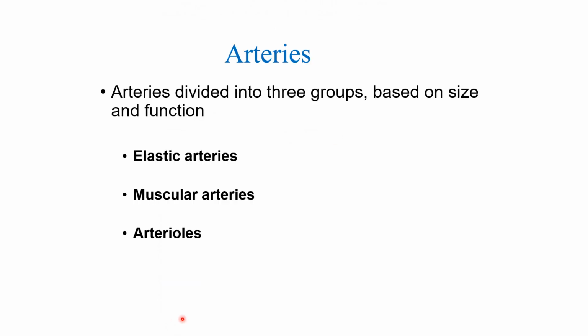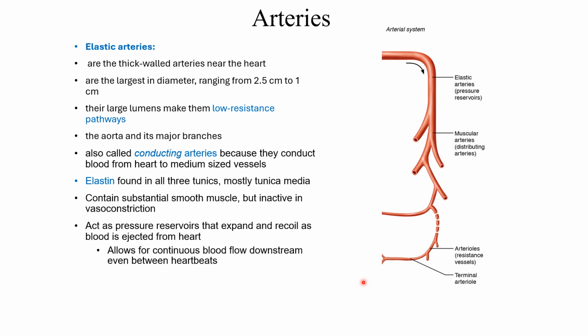So now let's go over different types of arteries. We know that arteries are divided into three groups based on their size and functions. First of all, we have elastic arteries, then muscular arteries, and then arterioles. Now, the first type of arteries are the elastic arteries. They are thick-walled arteries and they are near the heart. Aorta is an example of elastic artery, aorta and its branches. And they are low resistance pathways.